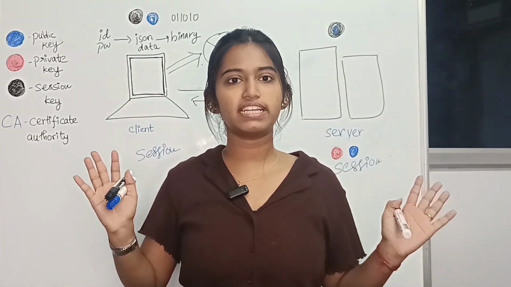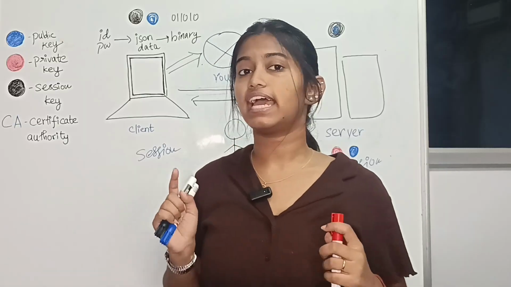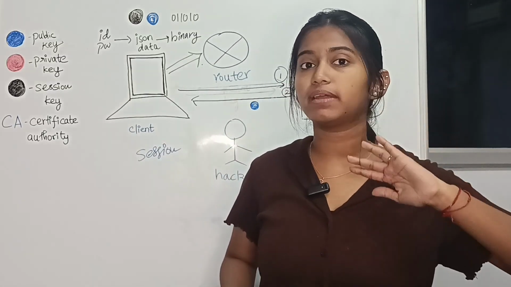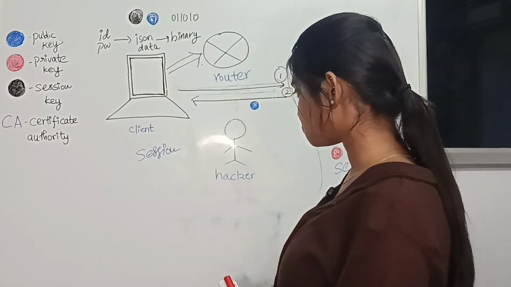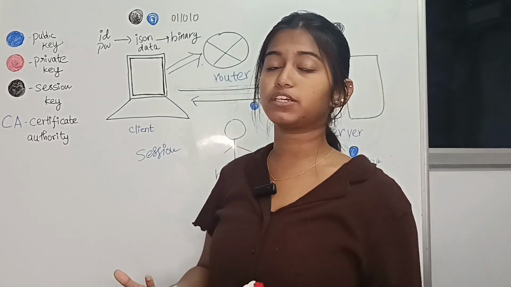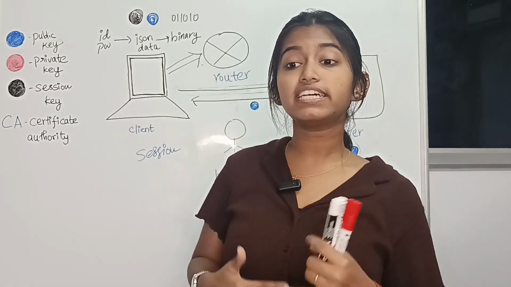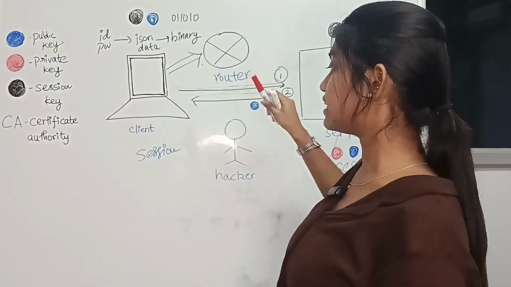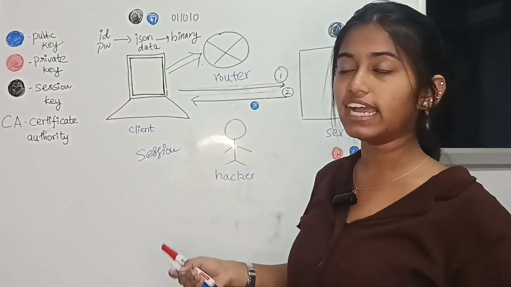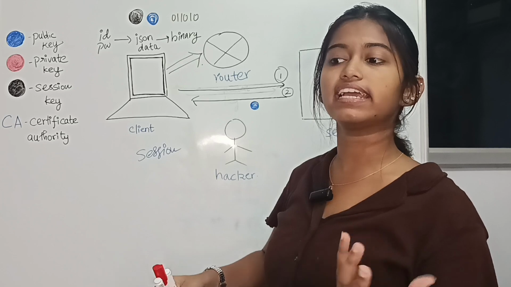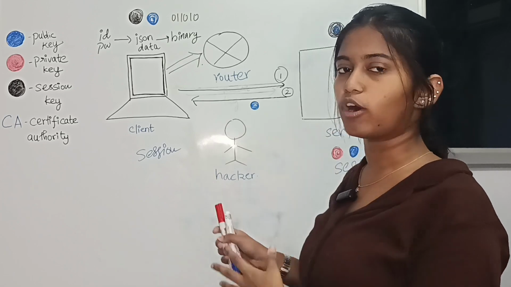You may think this is safe communication, but this is where the problem occurs. The man in the middle problem occurs here. Here is the hacker, and he intercepts into the network and pretends to be the server. So the client thinks that he is the actual server, and the client keeps sending data, sending the encrypted session key. Let's see what happens here.